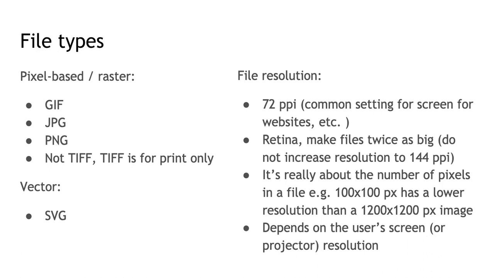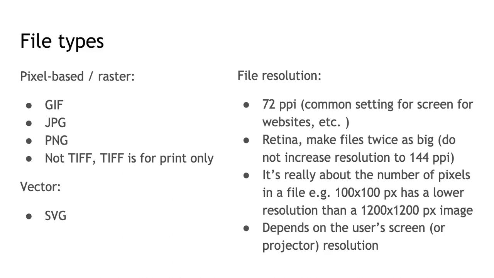So file resolution is different for screen than for print. For print, we're actually applying ink to a page, so often our standard resolution is 300 dpi, or dots per inch. Our common setting for screen and websites is 72 ppi, or pixels per inch. It actually doesn't matter what your resolution is. It could be 300, it could be 200. It doesn't actually matter for screen.